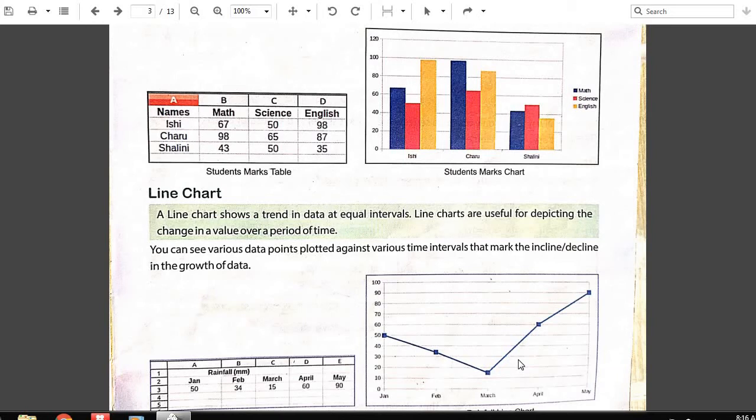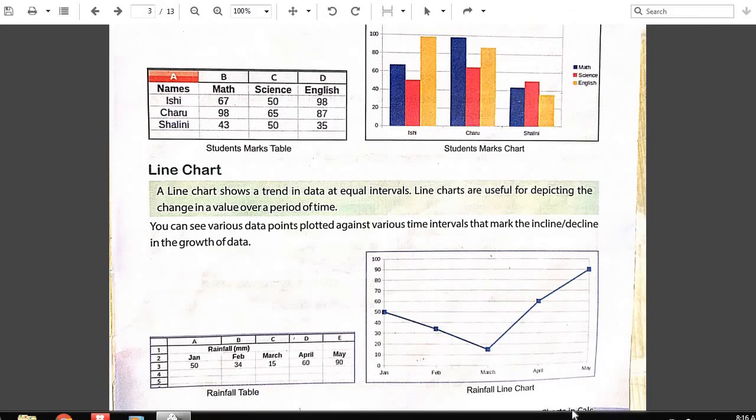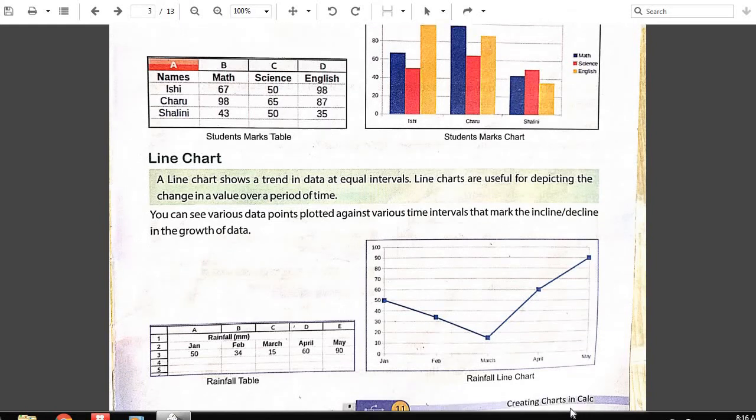A line chart shows the values after equal intervals. You can see here equal intervals. An example is each month: January, February, March, April and May. What they are telling is rainfall in millimeters. That is rainfall in different months. So you can see the data here.